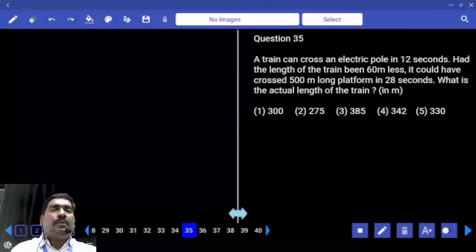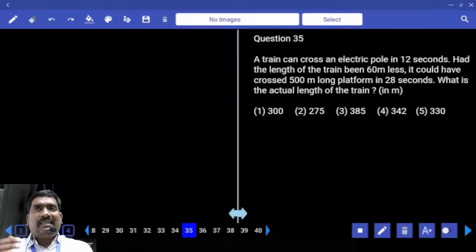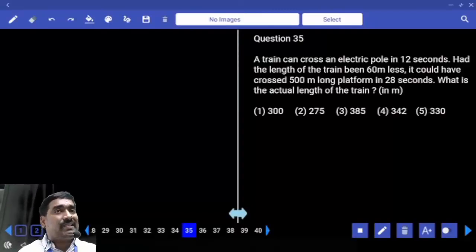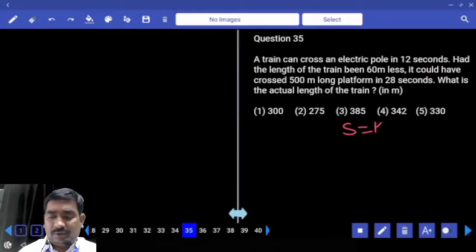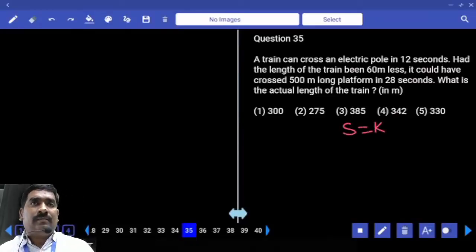While crossing the pole and while crossing the platform, the speed is the same only. Yes or no? While crossing a telephone pole, the speed is the speed of the train. While crossing a platform also, the speed of the train is the same. In both cases the speed is constant. If speed is constant, the time ratio and distance ratio are both the same or not? Speed is constant, so the time ratio and distance ratio are both the same.